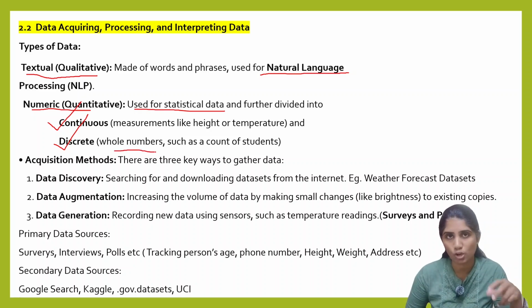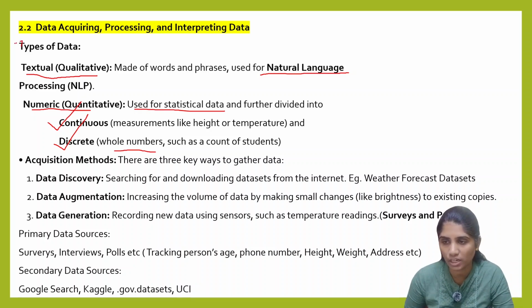So in a class, how many students are there? 50, 60. That cannot be 50.5. So we always refer to that as a discrete number, okay. It is not continuous, it is discrete. So we have seen about types of data. Once after this, we will move to the data acquisition, okay.